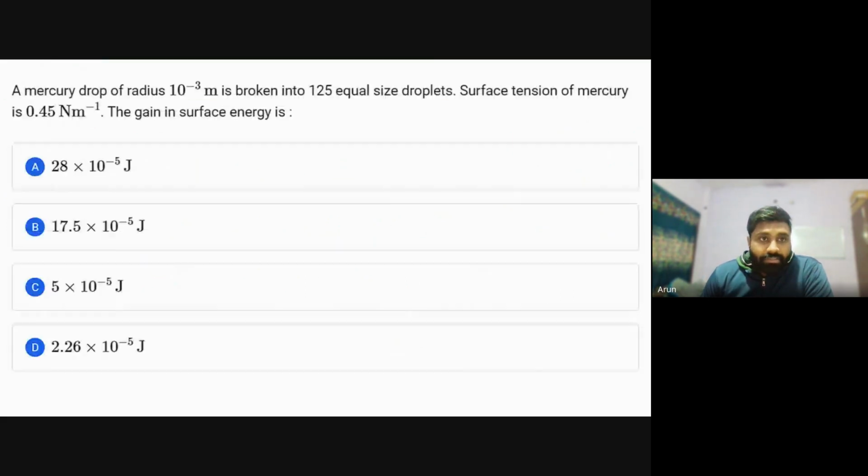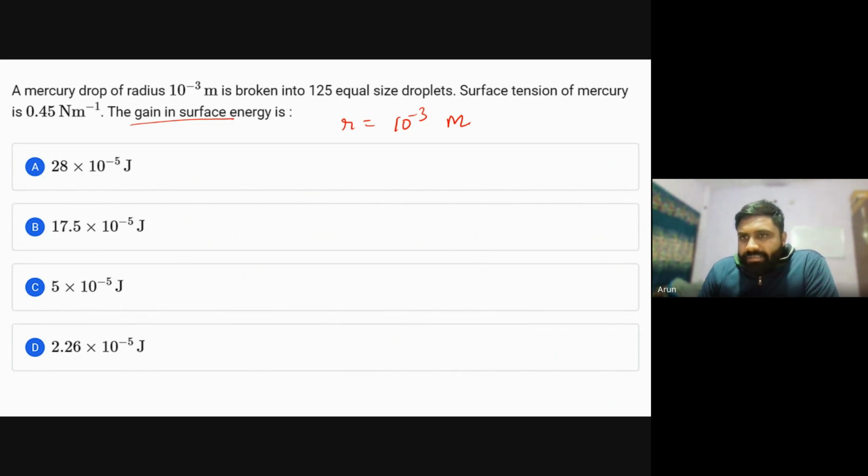Now the question: a mercury drop of radius 10 raised to the power minus 3 meter is broken into 125 equal size droplets. Surface tension of mercury is 0.45 newton per meter. The gain in surface energy is? Now, this is asking for gain. So firstly, the radius is given as 10 raised to the power minus 3 meter, and this drop is broken into 125 equal sizes.